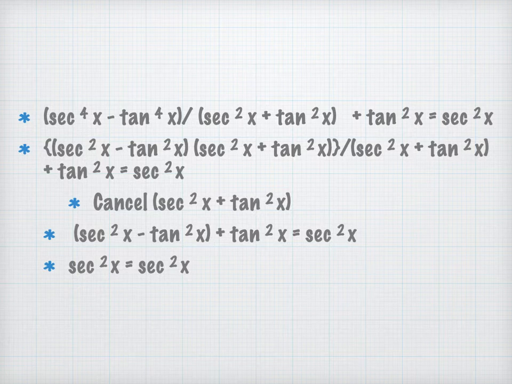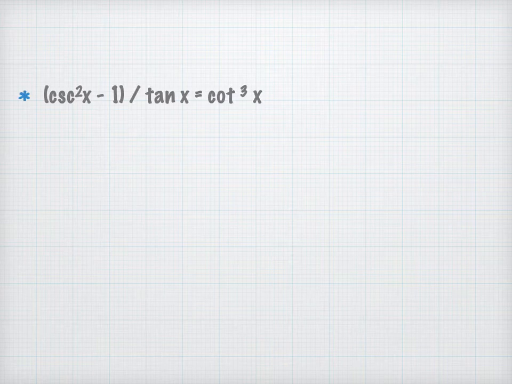If you feel like I'm doing these too fast, feel free to go back, adjust the speed if you need to, listen to it a couple of times, see what you do. Okay, cosecant squared x minus 1 over tangent x equals cotangent cubed x.